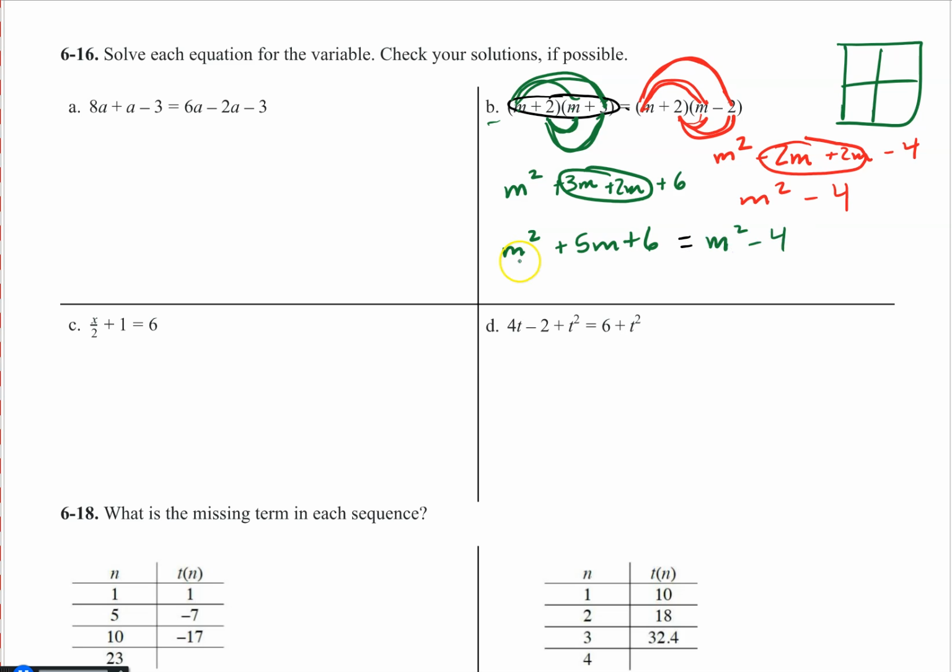Okay, so next, I have an m squared on each side. So what I'm going to do is take away or subtract m squared from each side, and look what happens. M squared minus itself, 0 pair. M squared minus itself, 0 pair. It cancels. So then we have, with those gone, 5m plus 6 equals negative 4. Almost done. Solve for m. Take away 6 on each side. 5m equals negative 4 minus 6 is negative 10.